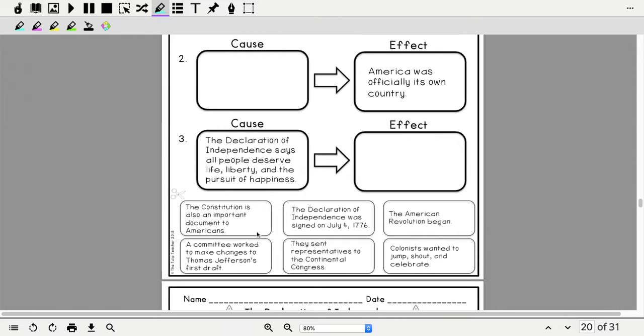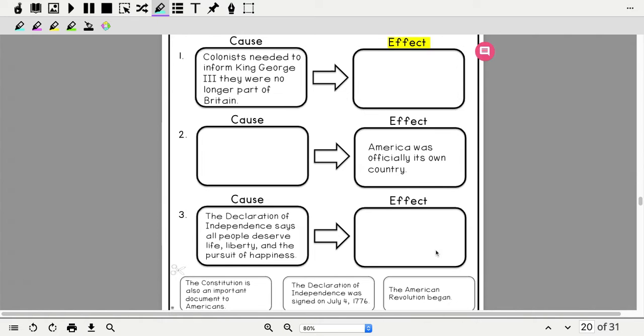So the Constitution is also an important document to Americans. A committee worked to make changes to Thomas Jefferson's first draft. The Declaration of Independence was signed on July 4, 1776. They sent representatives to the Continental Congress. The American Revolution began. Colonists wanted to jump, shout, and celebrate.